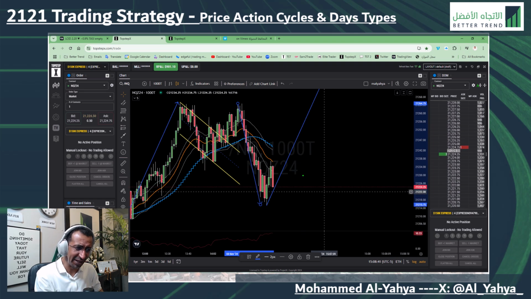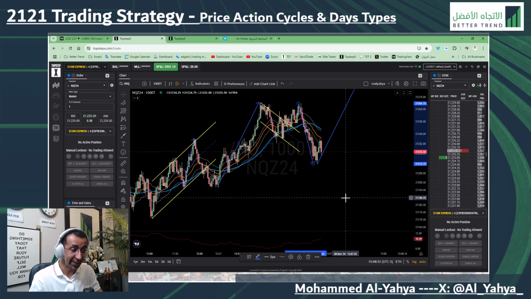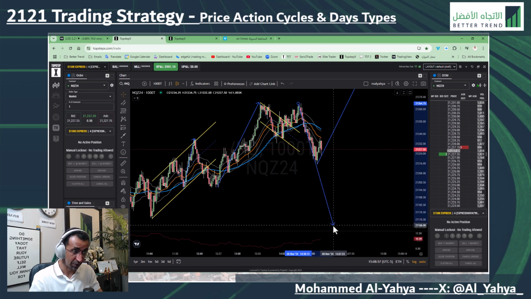Okay, and here they didn't touch the moving average, so this is still leg 1 until they touch the moving average. That means leg 1 could be longer. Yes, it could be. It can be longer. It can be this way.